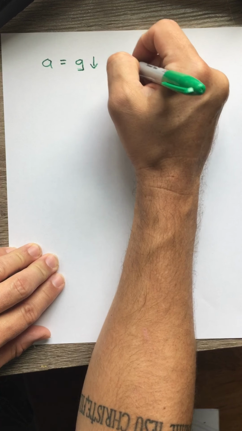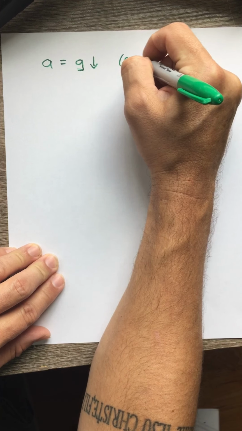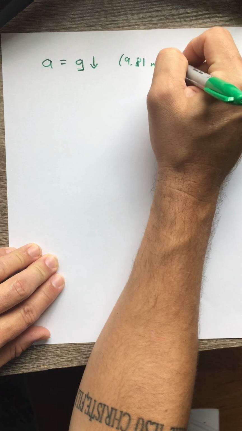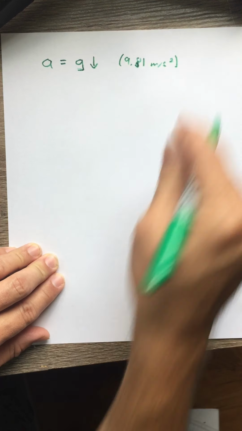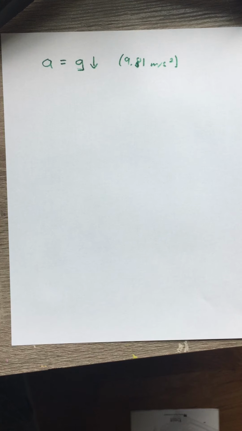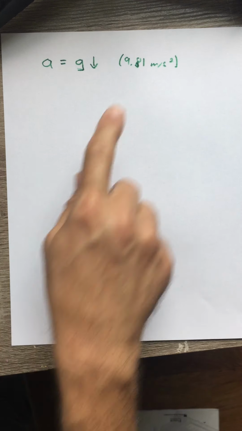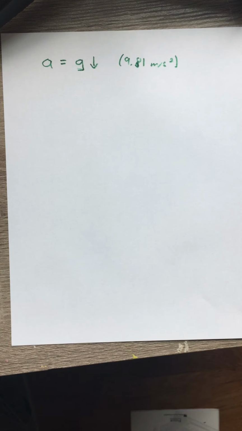And just as a reminder, that's 9.81 or so meters per second squared. You'll find different people using different values, 9.8 or 10 or things like that. I'll stick with this because we all have calculators and it's easy to type in 9.81.